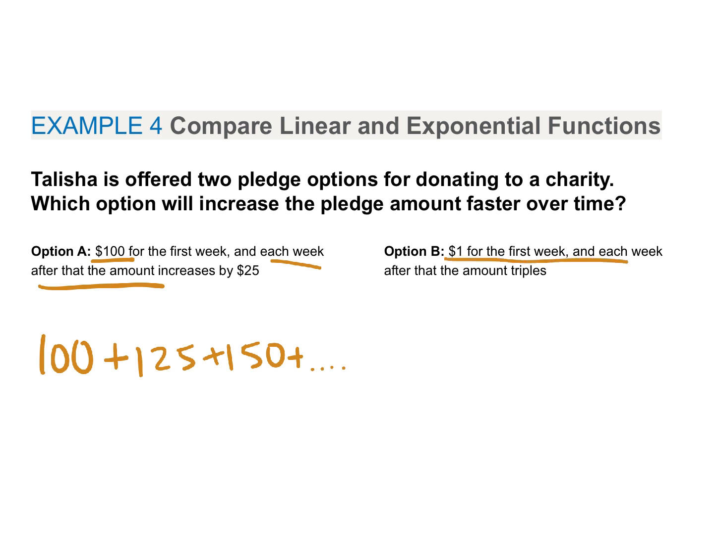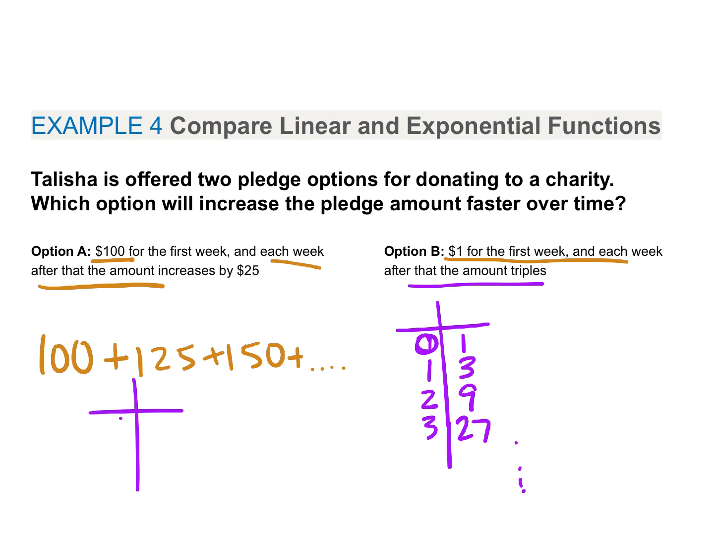Option B, I'm gonna do this one as a data chart. $1 for the first week. So week 1, starting out at 0, $1, and each week after that, the amount triples. So after the first week, it's going to be 3. After the second week, it's going to be 9. After the third week, it's going to be 9 times 3, which is 27, and so on. Put this one as a data chart.